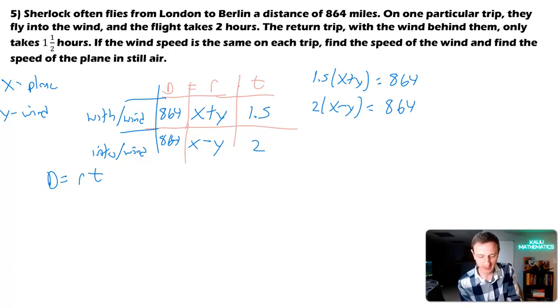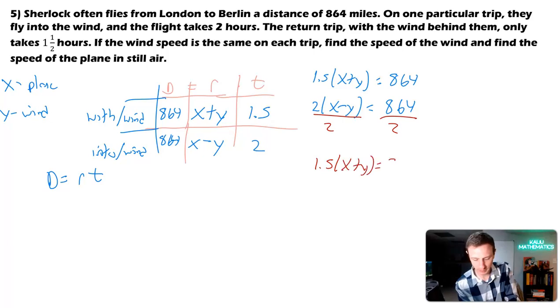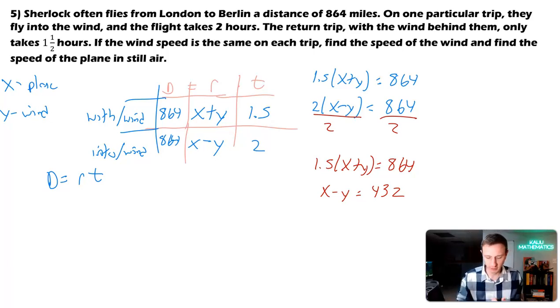Right here, since this is 2 times x minus y, I'm going to divide that by 2. So 1.5 times x plus y equals 864. And you don't have to write this out like this. I'm just kind of condensing this a little bit. 864 divided by 2 is 432. So this is x minus y equals 432. And since that's divisible by 2, it makes it a little bit easier because now I could just use substitution rather than worrying about trying to wipe out that 1.5.